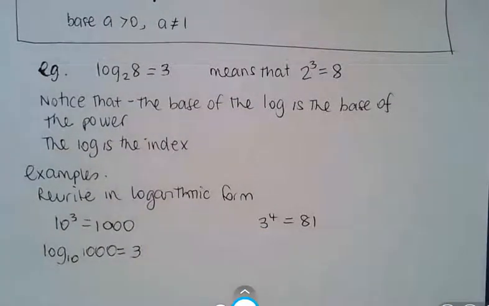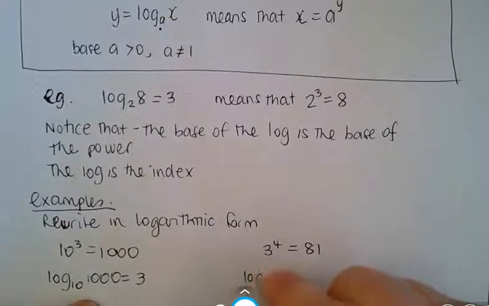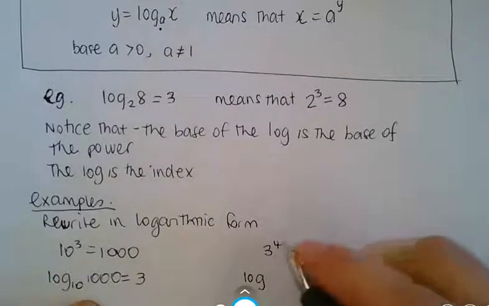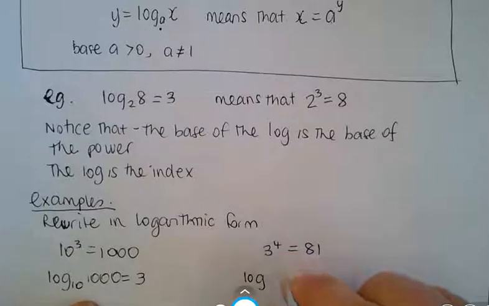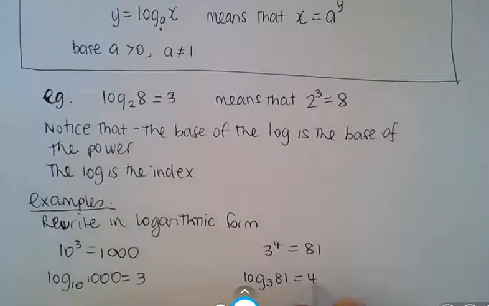Textbook, rewrite in log form. Okay, so we looked at this one. This would be log to the base 10 of 1,000 is 3. Remember, the base is the base of the log. 3 is the base. So it's log to the base 3 of 81 is 4. Because we're saying 3 to the power of what is 81? 3 to the power of 4 is 81.